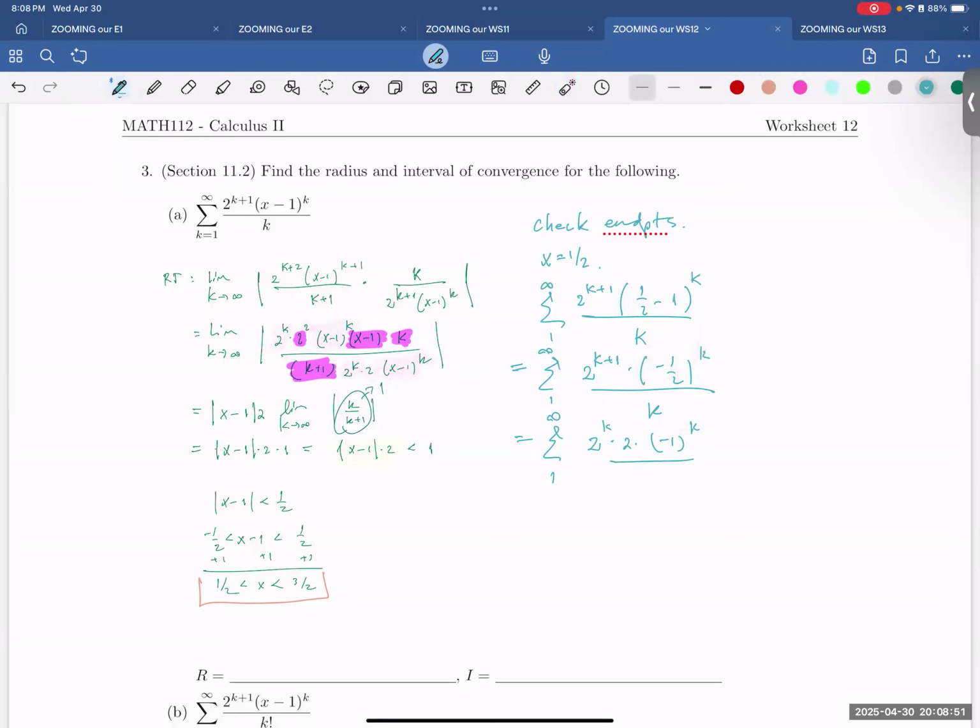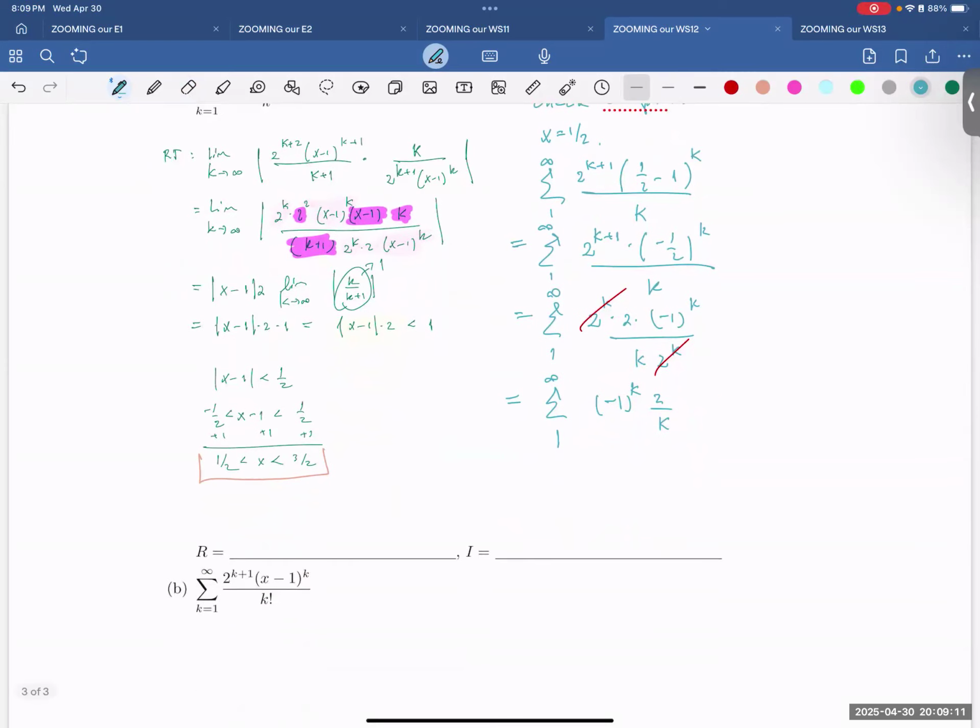So 2 to the k, and then we have our k. Now these 2 to the k's go away. And we have the series then, negative 1 to the k, 2 over k. That's alternating. And so by the alternating series test, that 2 over k needs to limit to 0 and decrease, and it does. So the series converges at negative a half.